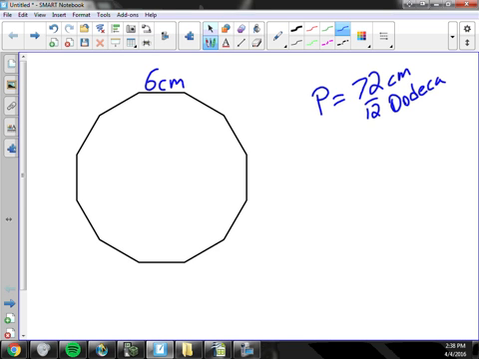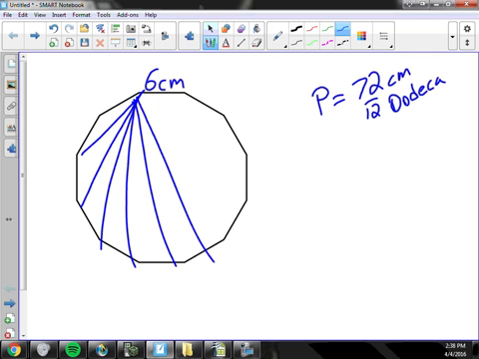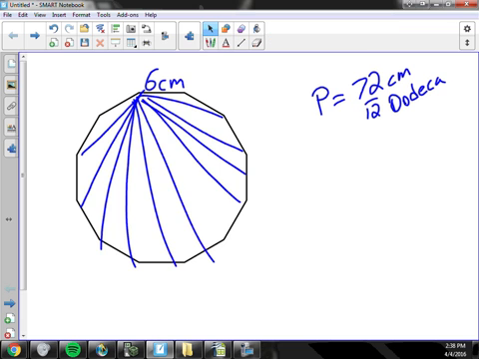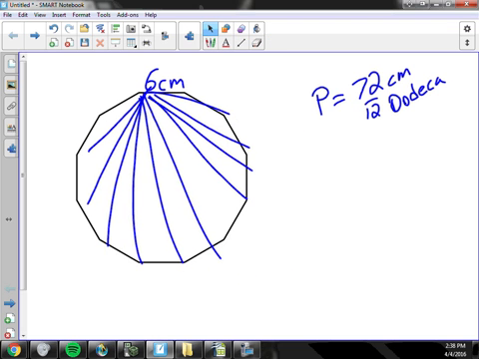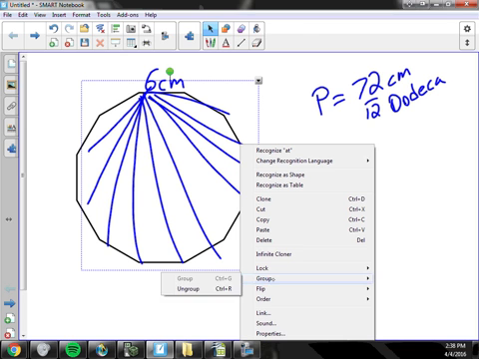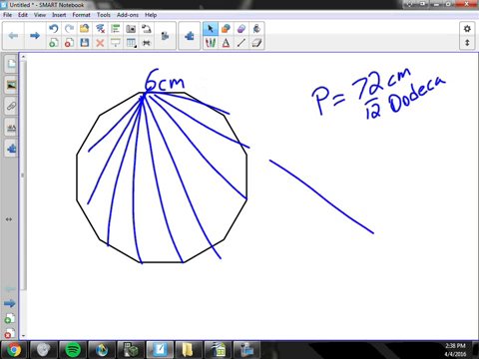So I told you one way to calculate the total angles. We draw the triangles. How many total triangles can you create in a dodecagon? 12. So it's 1, 2, 3, 4, 5, 6, 7, 8, 9, 10. Oops. Okay, we get rid of that one.